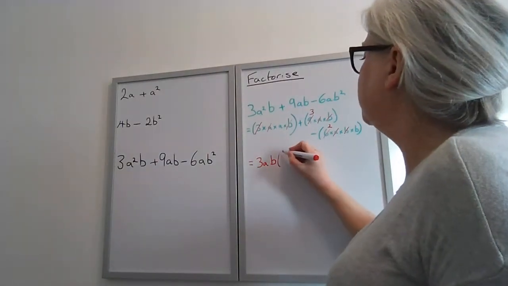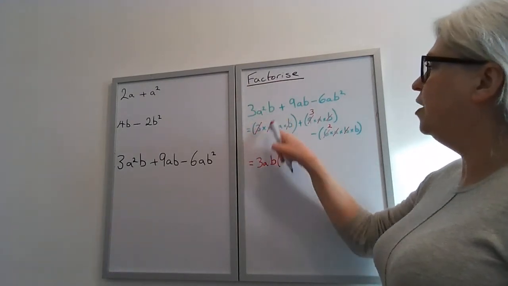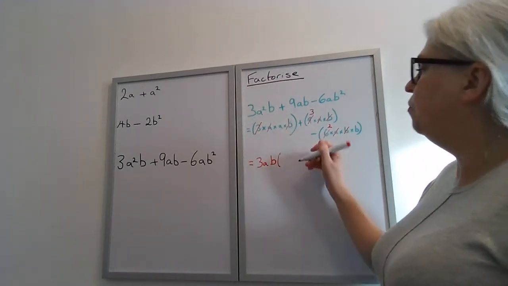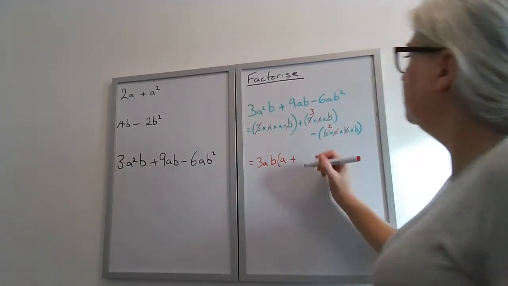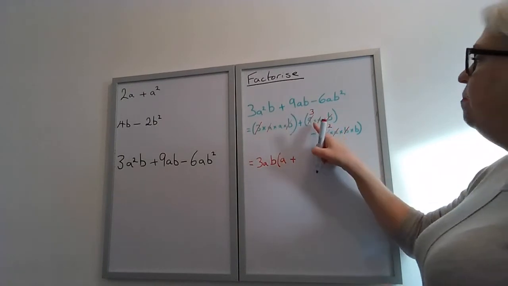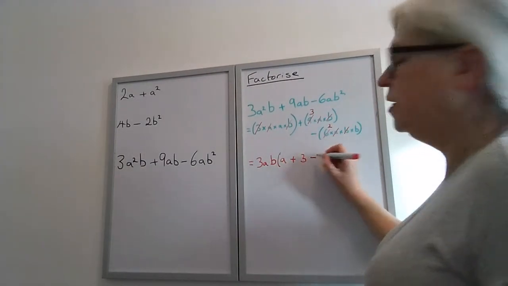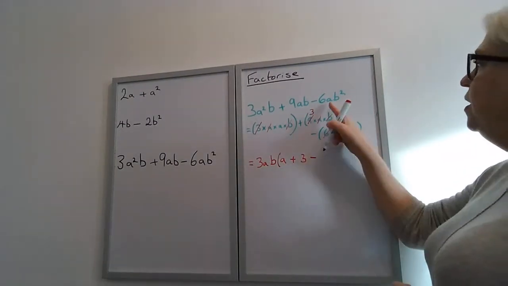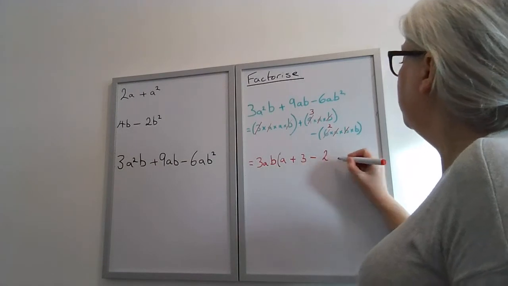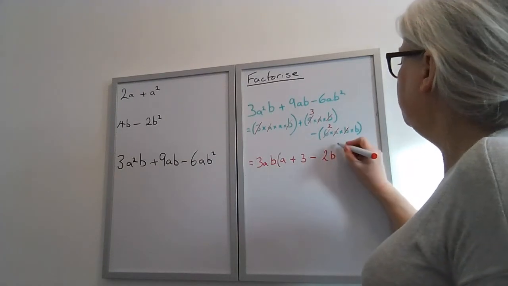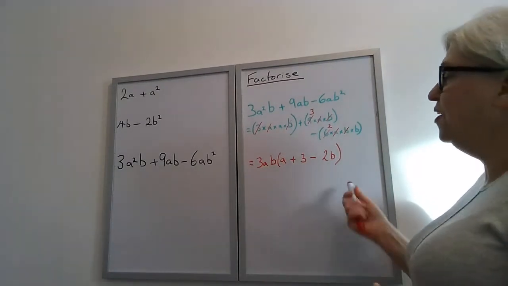So we'll open brackets now and see what we've got left from each term. So from the term 3a squared b, we've crossed all these out, we're just left with an a. And we've got a plus. And then from the term 9ab, we're just left with 3. And then we've got a minus. And then from the term 6ab squared, we're left with the 2. And we're left with a b. Close brackets.